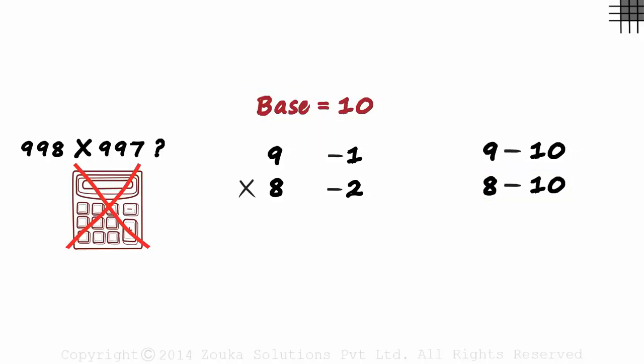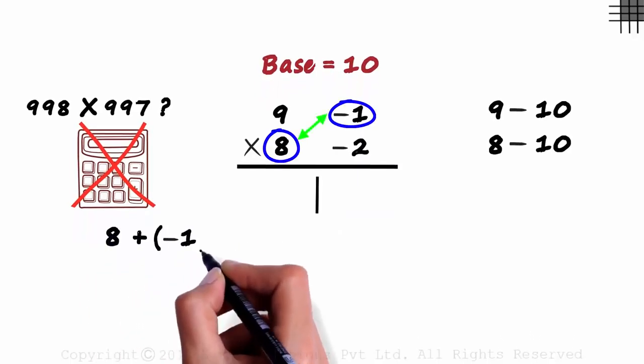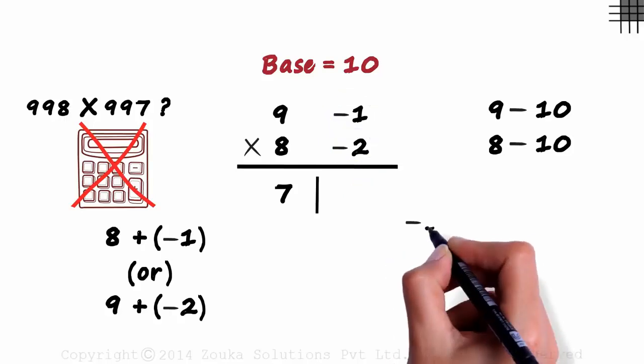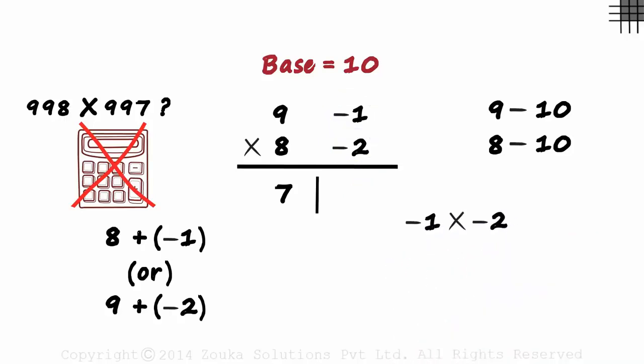Once this is done, just make a partition like this. On the left, we write the sum. What sum? The sum of these two numbers or these two numbers. Both will result in the same answer. Either 8 plus minus 1 or 9 plus minus 2. Both equal 7. So we write a 7 on the left. On the right, we have the product of these two numbers. Minus 1 multiplied by minus 2. And that equals 2. Yes, we should also consider the sign when we multiply these two numbers. There you go. We have the answer. 9 times 8 is 72.